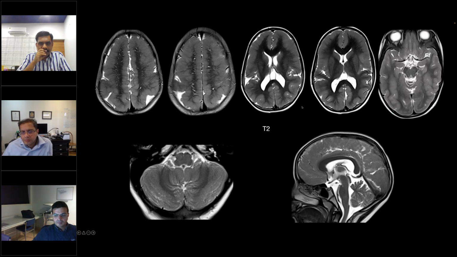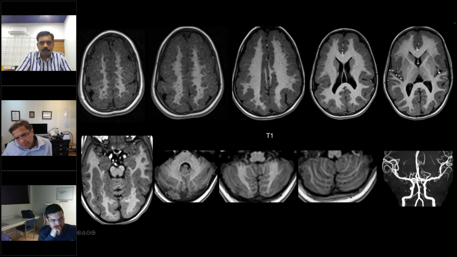There are slightly dysmorphic lateral ventricles. Basal ganglia are relatively normal. Corpus callosum is again dysplastic. Brainstem is again dysmorphic and hypoplastic. The vermis is abnormal, and there are tiny cysts, especially in the bilateral inferior cerebellar hemispheres in the subcortical regions. The lens is also opacified, so I'm not sure if this is a post-operative case or the child had cataract. Again, similar changes on the T1 weighted sequences. Angiography did not demonstrate any abnormality.